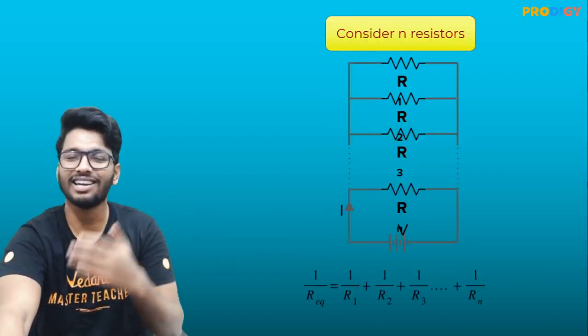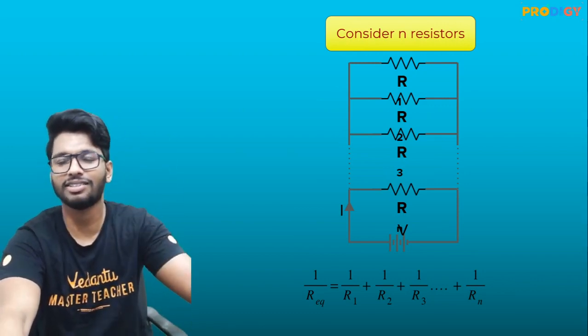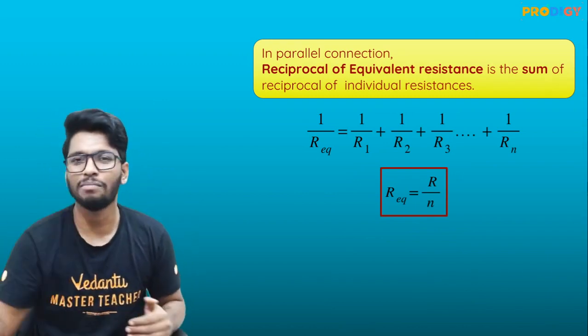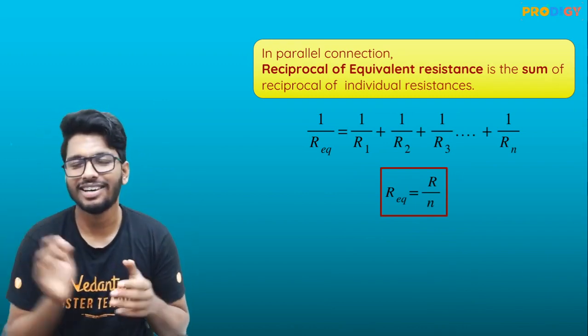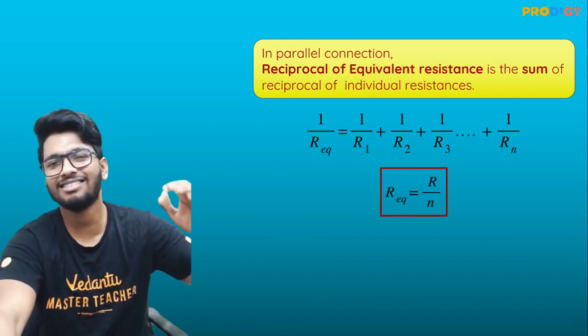Simple as that. So again, guys, if you have n number of resistors, it'll be 1 by R1 plus 1 by R2 plus 1 by R3, and so on and so forth. And if you have n identical resistors of resistance R, R equivalent is equal to R by n. All right, and that, my friends, is the topic for today.